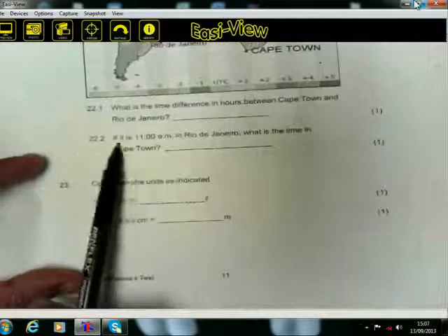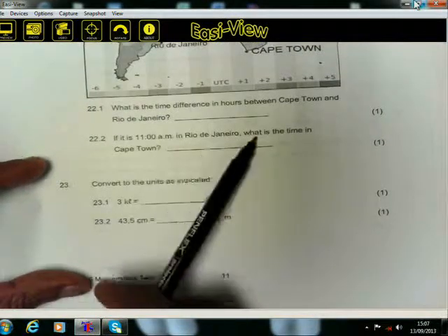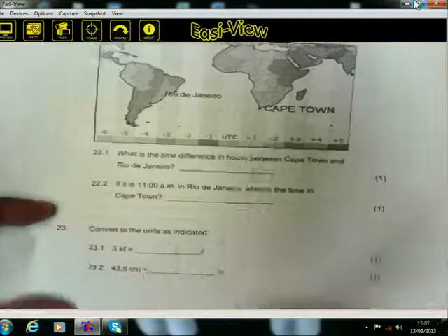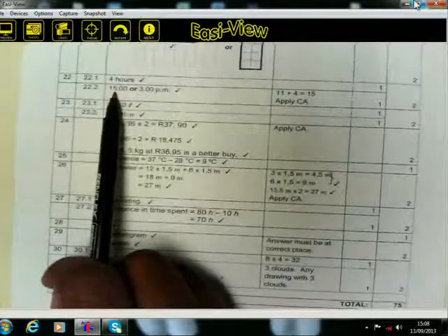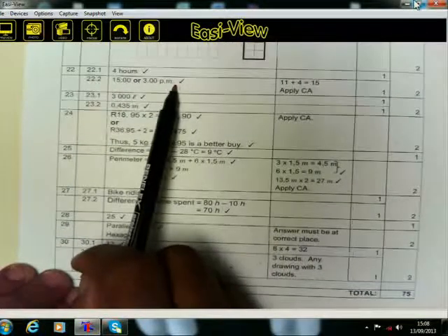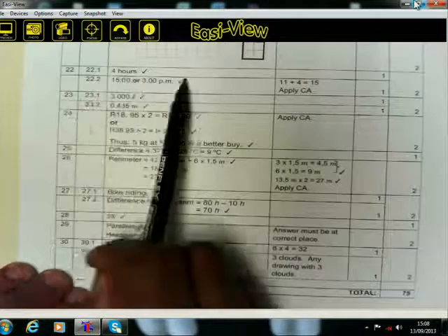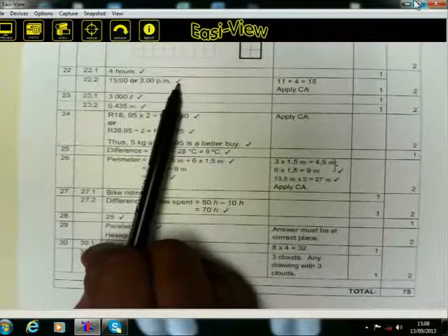Now look at the second question. If it is 11 a.m. in Rio de Janeiro, what is the time in Cape Town? Okay, the correct answer there is 15:00 hours or 3 p.m. So it's 1 mark. They say here apply CA.